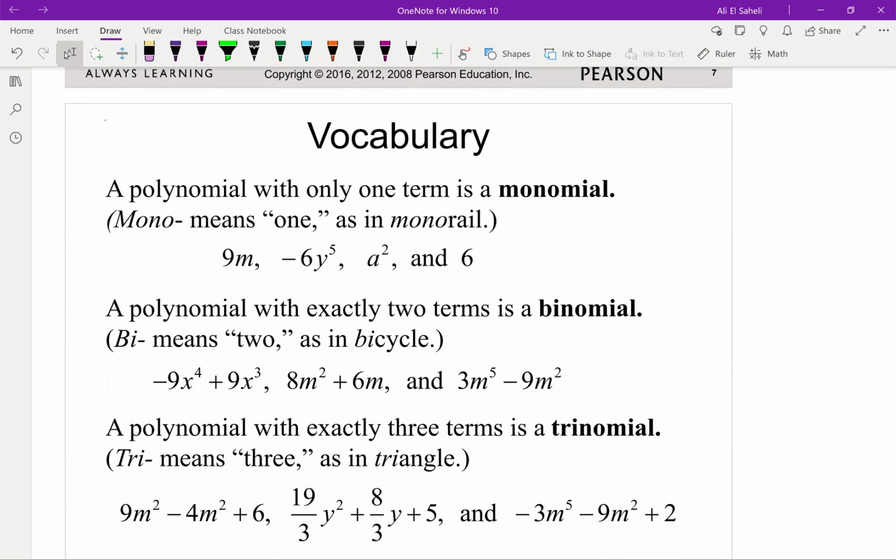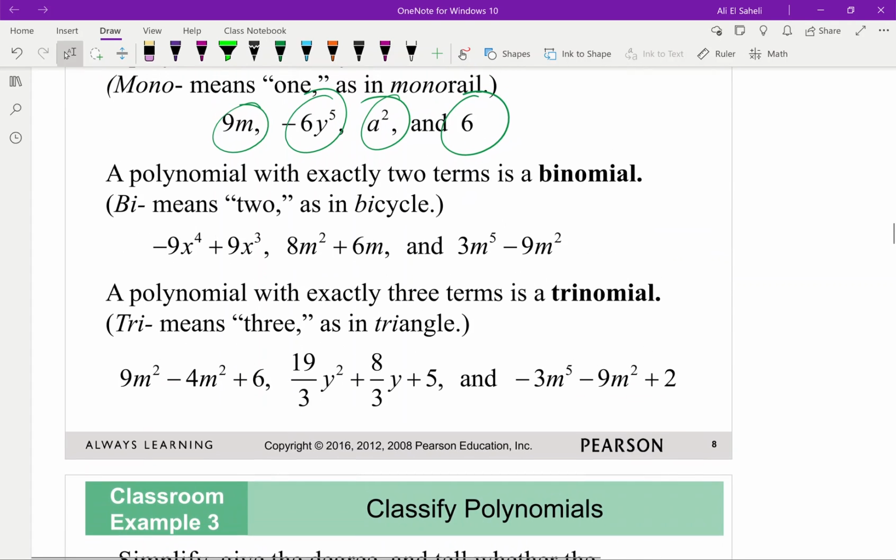Vocab. A polynomial with only one term is called a monomial. Monomial. Mono means one. Okay, so this is a monomial. A polynomial with 2 terms is a binomial. Bi means 2. So there are 2 terms. Okay, this is a polynomial that has 2 terms, this and this. Again, this is a binomial because it has 2 terms.